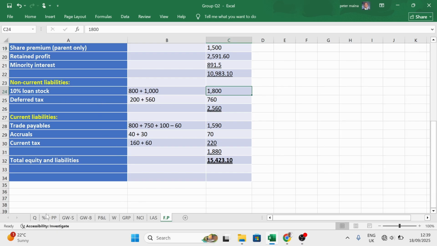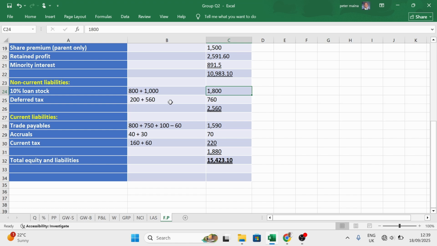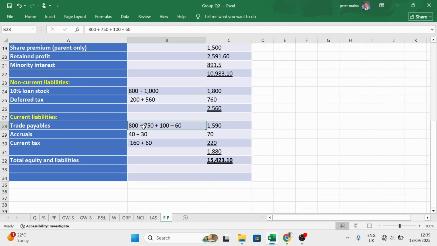Deferred tax, the parent had 200, the subsidiary 560. So when you add these two, we get 760, and that is what we have here, 760. We go to current liabilities, trade payables. For the trade payables, the parent had 800, the subsidiary had 750. You add those two, and then you deduct intercompany debts.